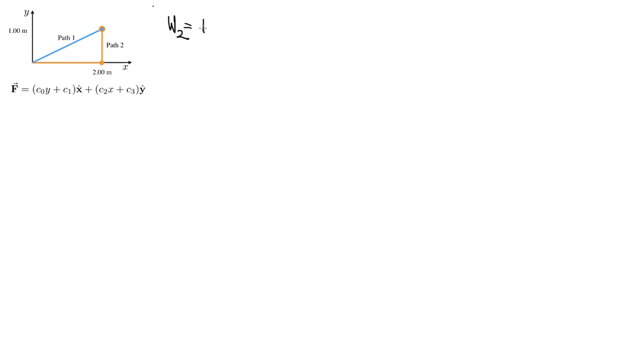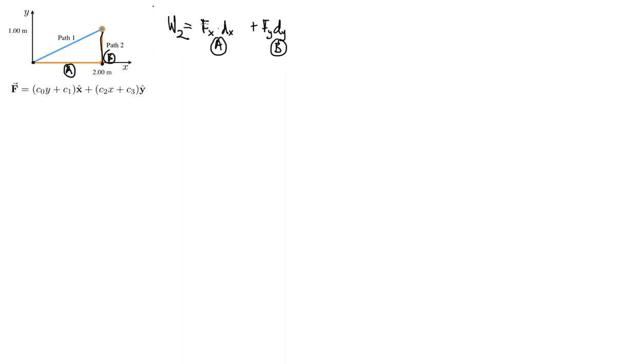So I want to calculate the work along path 2, and that's going to be equal to the force in the x direction times the displacement in the x direction as we go from this point here out to here. And then I'm going to do the force in the y direction times the displacement in the y direction as we go over step 2. Let's call that step A and step B. So here's A and here's B.